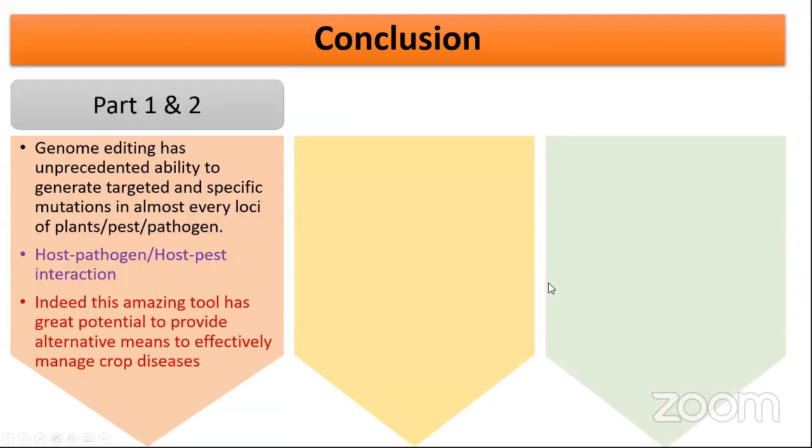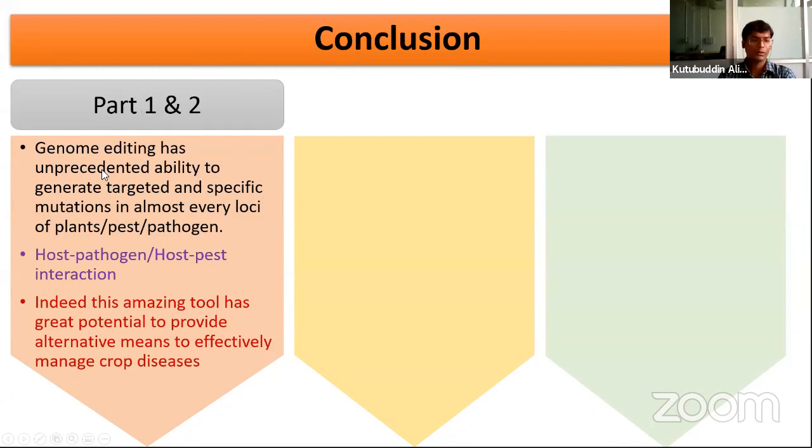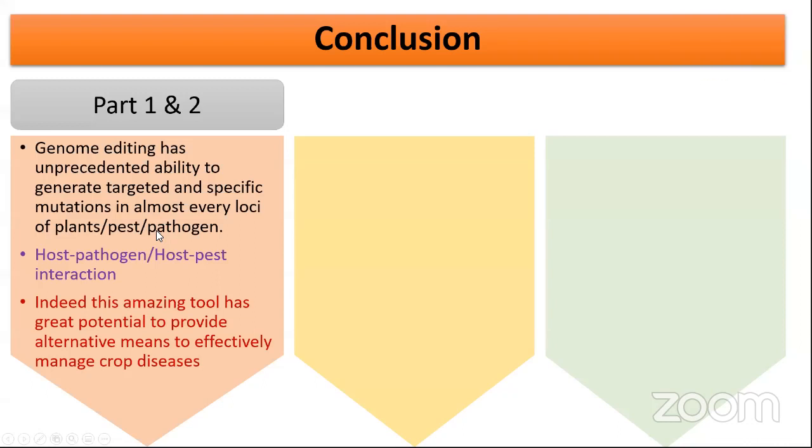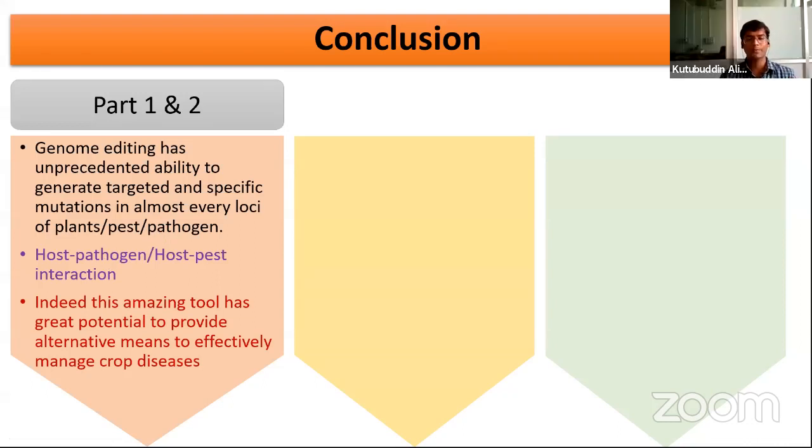So coming to the conclusion of my presentation for part one and part two, what I've told is that genome editing has unprecedented ability to generate targeted and specific mutations in almost every locus of plants, pests, and pathogens. And it is a great tool to study host-pathogen and host-pest interaction by modifying both genomes. And indeed, this amazing tool has great potential to provide alternative means to effectively manage crop diseases.